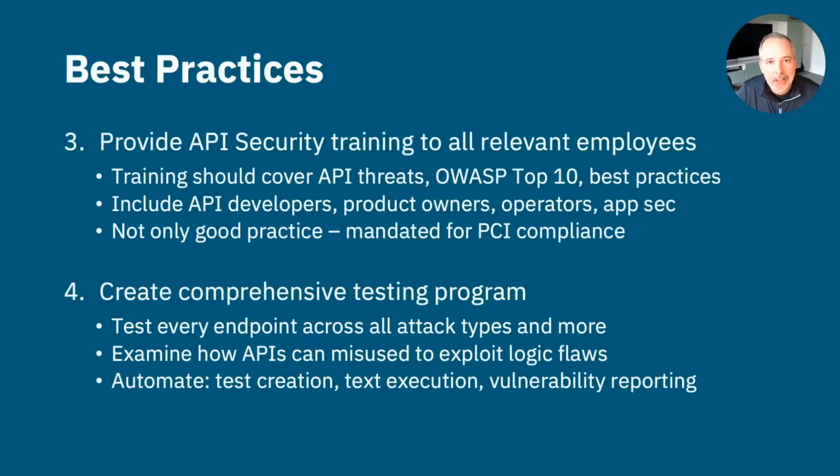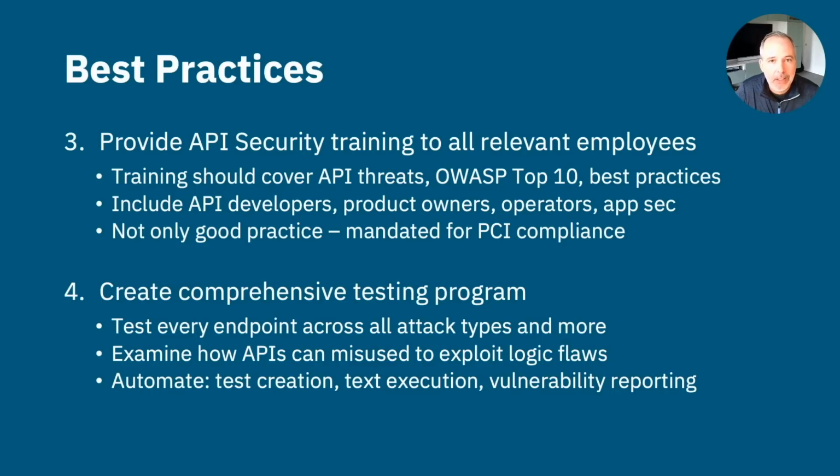Number 3 on our best practices list is actually straight out of the DSS document, providing API security training to all relevant employees. And this should include any developers creating APIs, any API product owners, and ops teams. As we've seen, APIs face new and different types of attacks, so make sure the training covers API-specific threats, the OWASP API Security Top 10, and best practices for keeping APIs secure. We've got a great course at APISec University called API Security Fundamentals. It covers everything I just mentioned and can even be deployed in an internal learning management system.